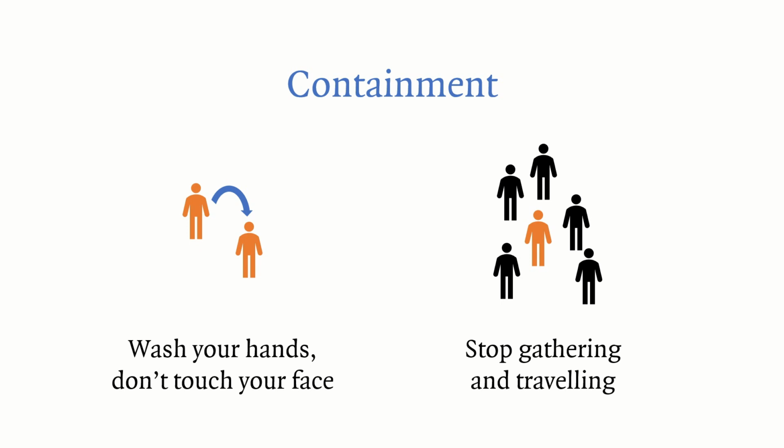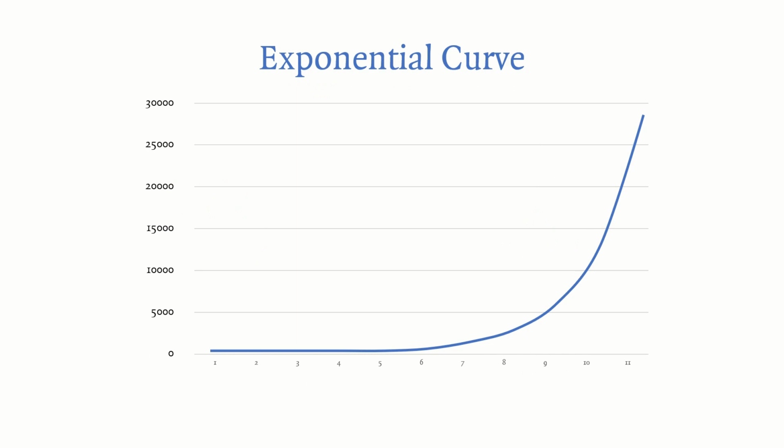We need to reduce the gathering and traveling and meetings, and we need to wash our hands and not touch our face so that we are less exposed to a successful infection. If we apply those measures, hopefully we should be able to contain the spread of disease and therefore reduce the speed of growth of this virus, and then level out the exponential curve.